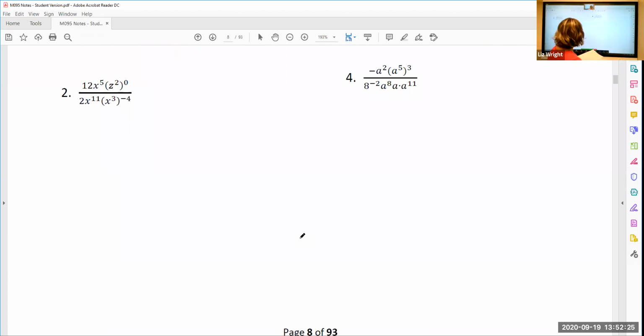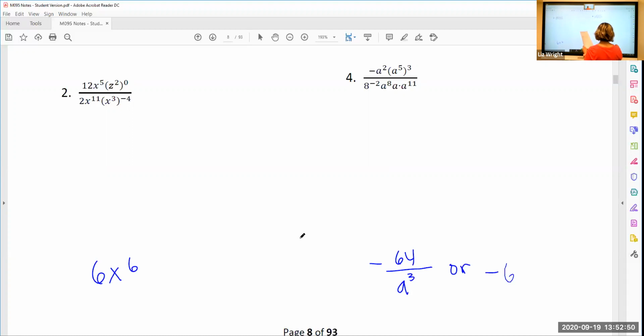So we've got 2 more here. And what I would like for you to do is try these 2 on your own and see what you get. I'm going to give you the answers, and I want you to see if you're able to get there. So this one should be 6x to the 6th. And this one over here should be negative 64 all over a to the 3rd, or you can write it as negative 64 a to the negative 3rd. So either of those you can have for your answer there.